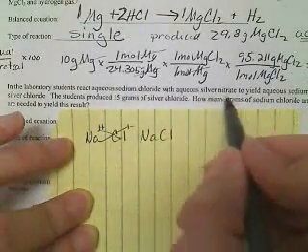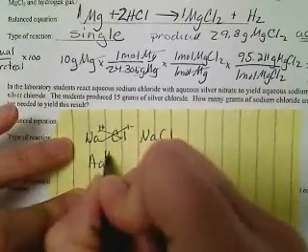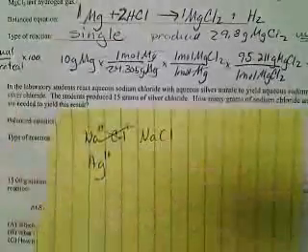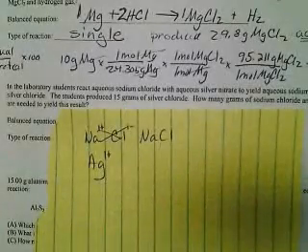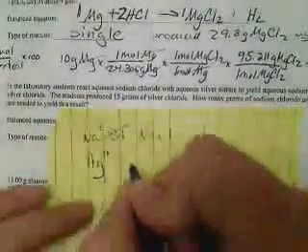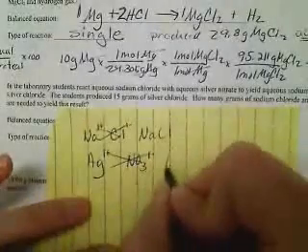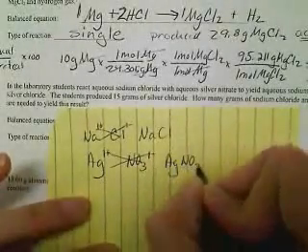And it says with aqueous silver nitrate. Silver is Ag. It is a 1 plus if you look on your chart. Nitrate. So let's look at our polyatomic ion chart. We find nitrate. Nitrate is NO3, 1 minus. We cross these. We get AgNO3.